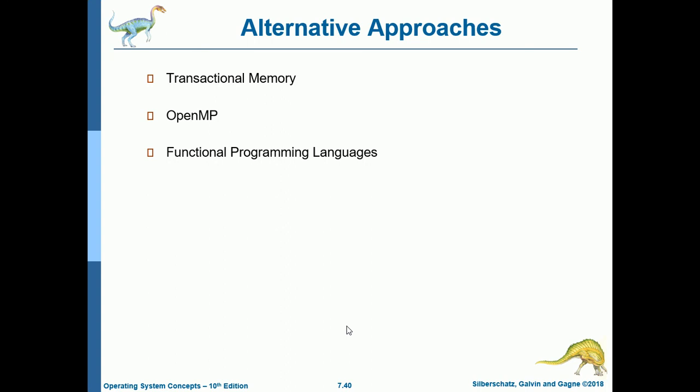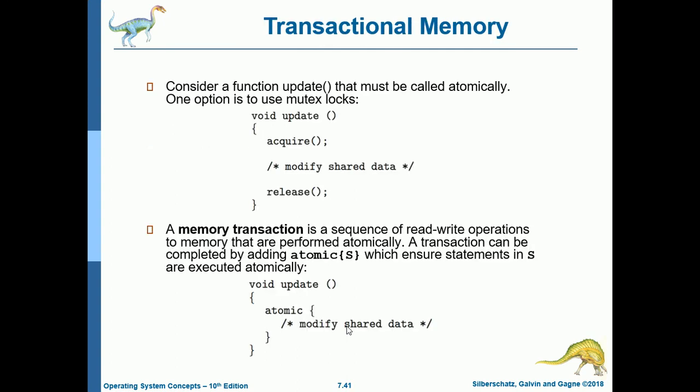Okay, next we have alternative approaches for synchronization. We have transactional memory, OpenMP, and functional programming languages. For transactional memory, consider a function update that must be called atomically, or uninterruptibly. One option is to use mutex locks. So we have void update function, then acquire, then modify shared data, and then release.